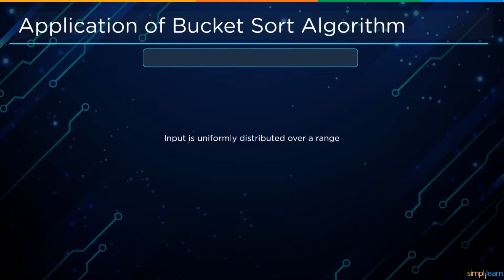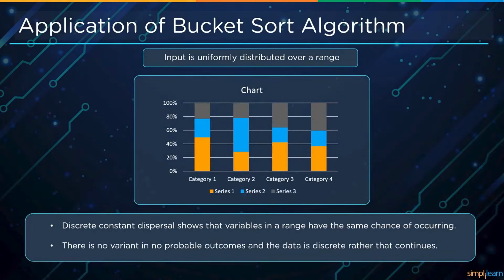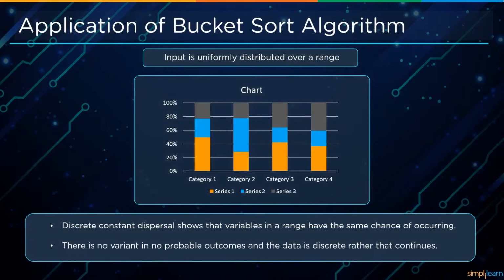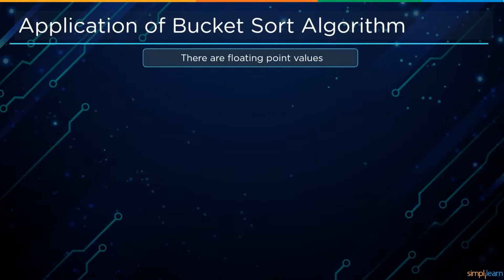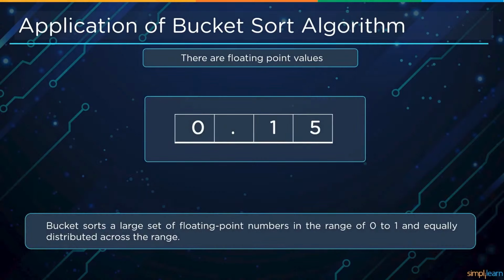The bucket sort algorithm has 2 main applications. First, when the input is uniformly distributed over a range. And second, when there are floating point values. Now, let us go through a practical demonstration of bucket sort algorithm.